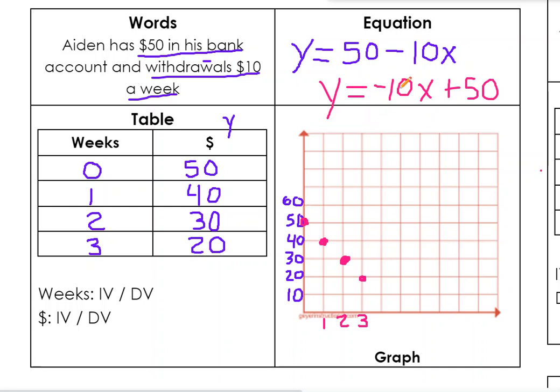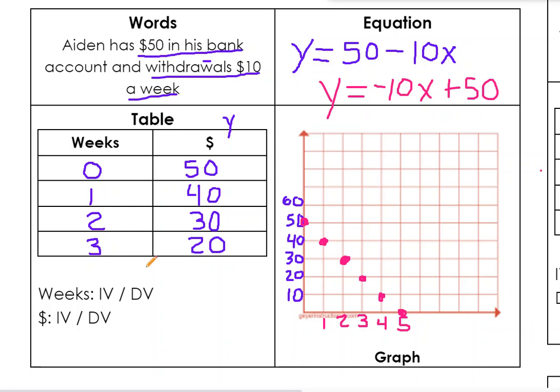And then I'm going down by negative 10 over 1, right? So down 10 over 1, down 10 over 1, down 10 over 1. If I wanted to go for week 4, I know that he's probably going to have $10 in his account, right? Because he went down 10 over 1. If it was week 5, he would have $0 in his account. He'd be down at 0, right? So he'd be running out of money at 5 weeks.